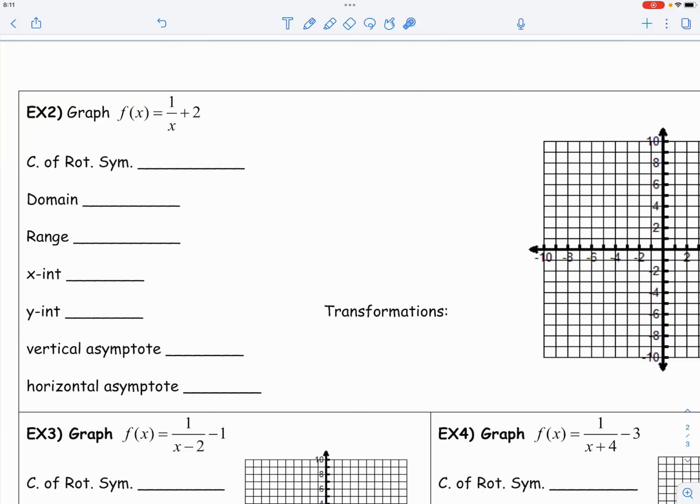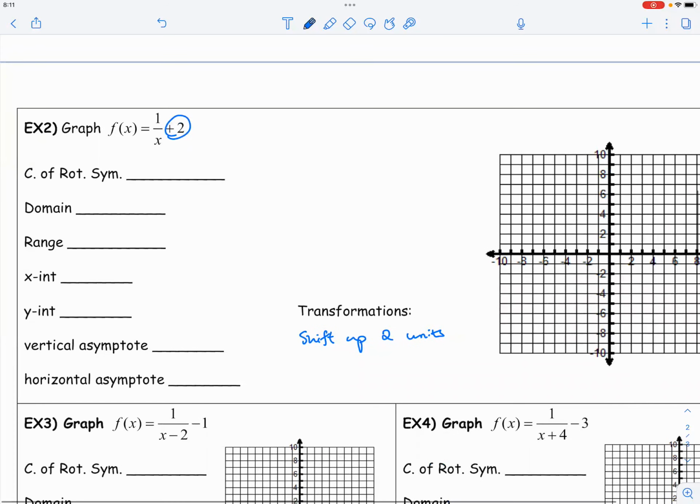All right, so for example number two, we have 1 over x plus 2. So what does this plus 2 mean? Shifting up. All right, shift up 2 units.